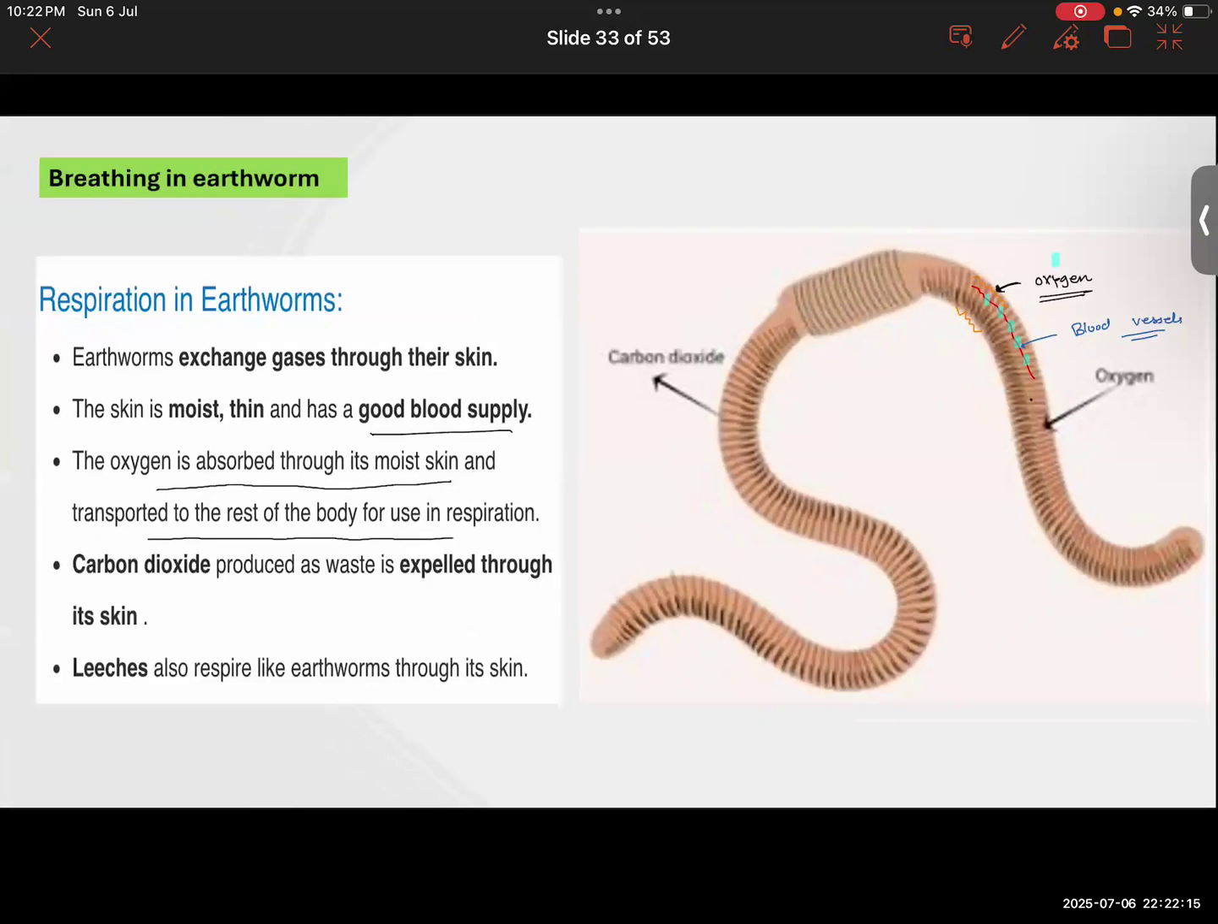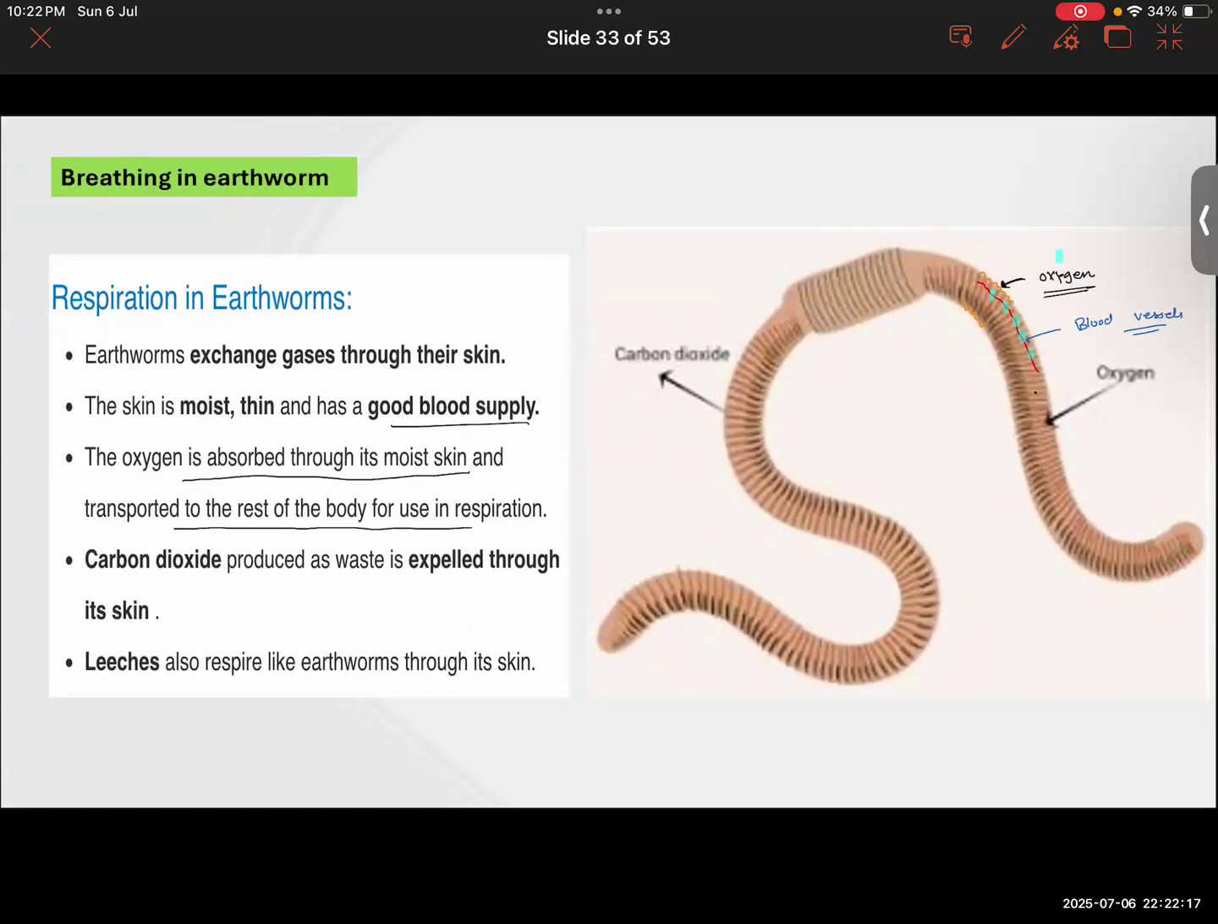So the blood vessels directly absorb the oxygen that has been obtained. Exactly. It will basically absorb the oxygen, then carry it to different parts of the body of the earthworm wherever it is required. So it is entering the earthworm's body through the skin. Oxygen is carried to the required cells.